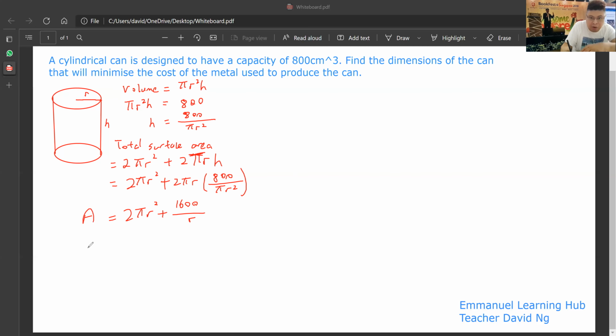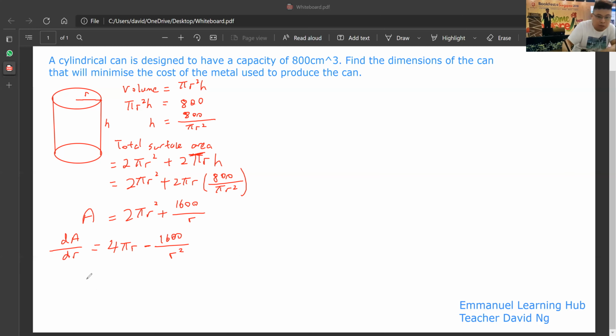To find minimum A, I differentiate A with respect to r first. This is 4 pi r minus 1600 over r square. Agree? When you differentiate, you'll get this.